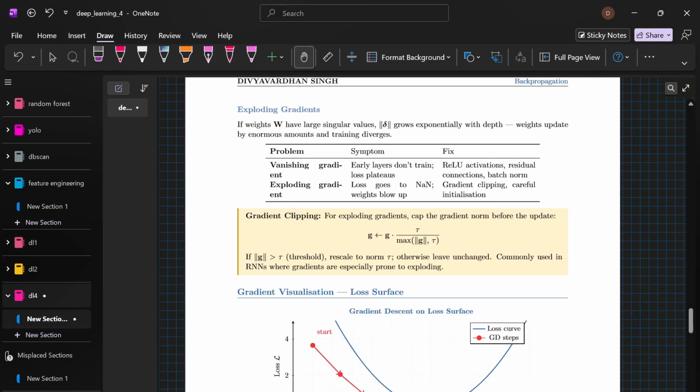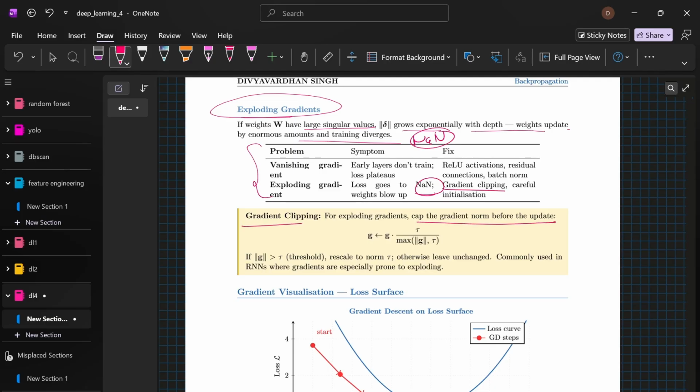Second is the exploding gradient. So the opposite problem: if weights are very large, the gradient grows exponentially as it travels back. Loss becomes NaN. Training catches completely wrong data and it crashes. So the fix is gradient clipping. You just have to cap the gradient at a maximum value. If the gradient norm goes above a threshold, then you scale it down.